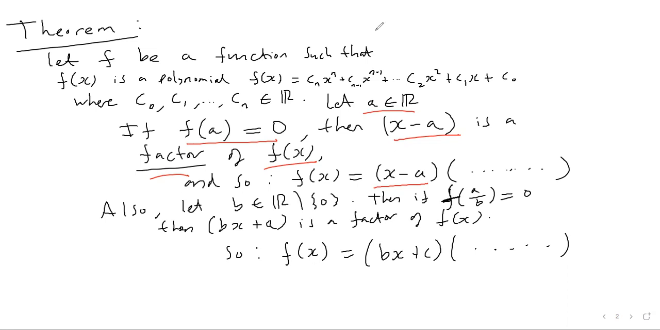So in other words, bx plus a, sorry, again, this should be an a there. So bx plus a is a factor. So you can factor out a bx plus a when you factorize the f of x there. So that's what the factor theorem tells us. So let's look at a couple of examples.